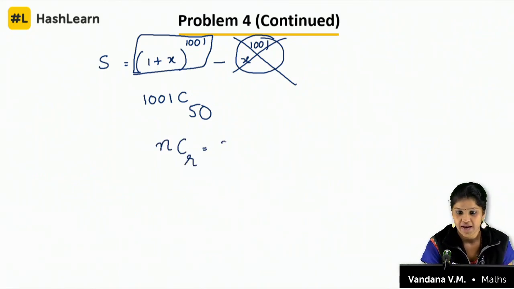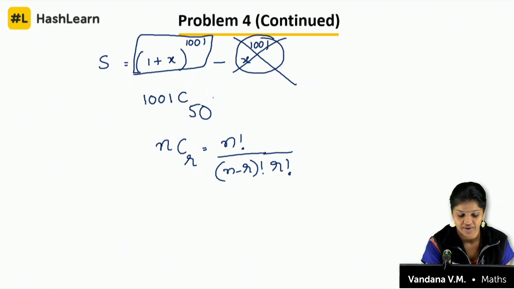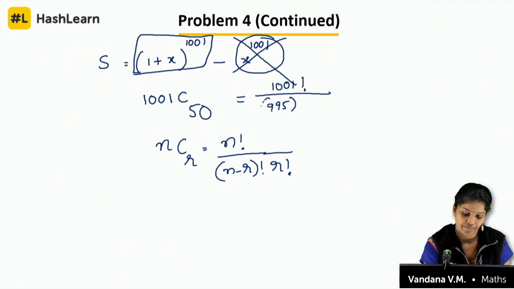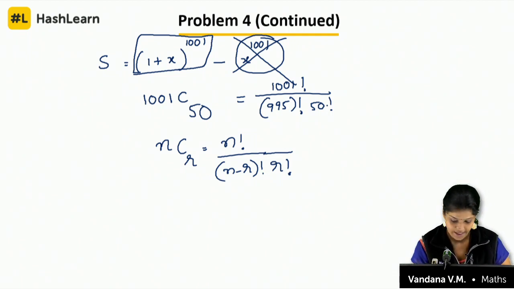How did they give it? They gave nCr type. n factorial divided by (n minus r) factorial into r factorial, with the expansion they give. If you apply this, 1001 factorial divided by 951 factorial into 50 factorial. So, yes, Devi Priya, what you said is true. It is option D. Right? Yes. Let us go for the next question.